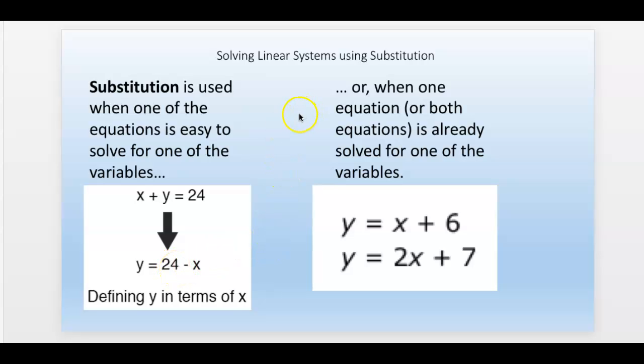Or probably the very best way of all, it's when both equations, or one of them, are already solved for one of the variables. It says like y equals this and y equals that, because then you can just say, well, these two equal each other. I can substitute 2x plus 7 into the first equation for y. Or I can substitute x plus 6 in for y in the bottom. Either way works.